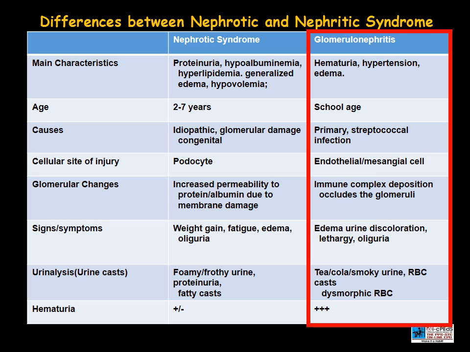Focus your attention on the urinalysis of these patients. Nephrotic syndrome patients will usually present with foamy and frothy urine, which would usually signify massive proteinuria. On the other hand, patients with glomerulonephritis usually present with tea-colored, cola-colored, or smoky urine, which will represent RBC in the urine, which are usually dysmorphic upon urine microscopy.